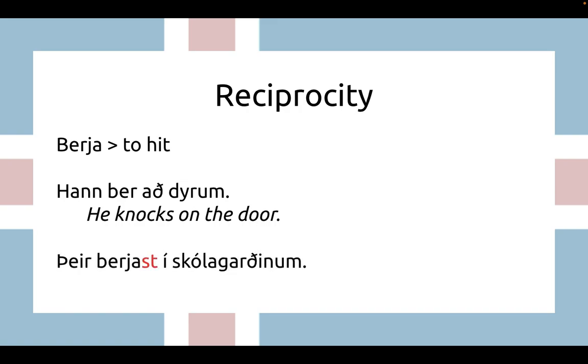Now here's an example with the middle voice. Þeir berjast í skólagarðinum means they fight in the schoolyard. This means they fight each other. So the subject is þeir, and it's also the object, but it's just multiple subjects, right? Multiple people are doing this action to each other.